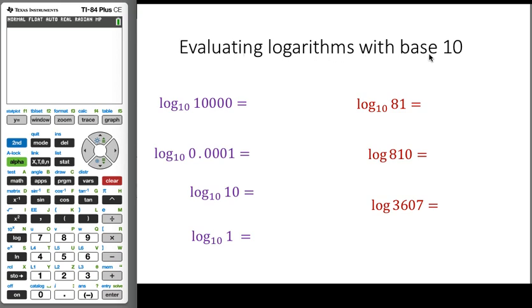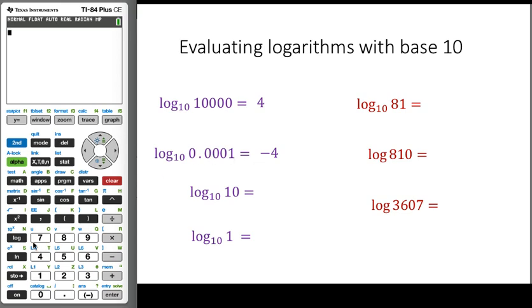Evaluating logarithms with base 10. So you can see here in the blue the 10 to the power x, and underneath that is log. So this log is log base 10. So log base 10 of 10,000, well, this is 10 to the power 4, so this is 4. And log base 10 of 0.0001, well, that's 1/10,000th, so it's negative 4.